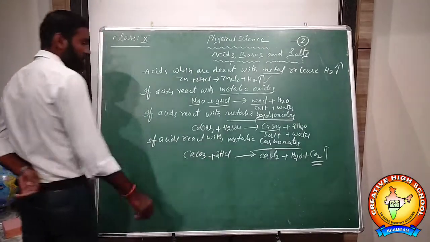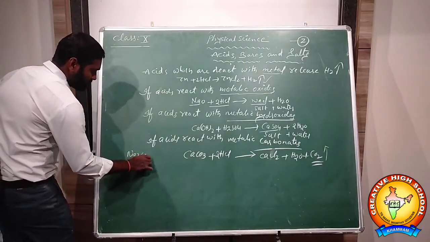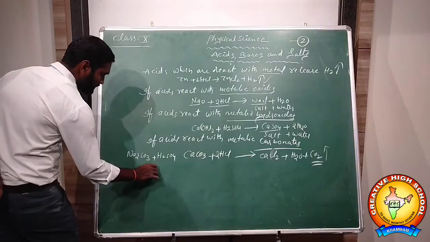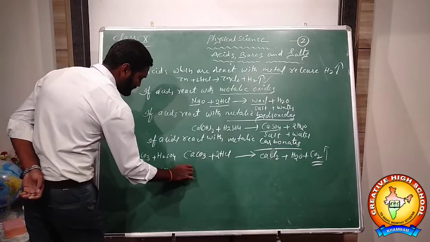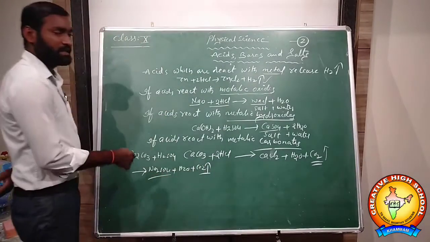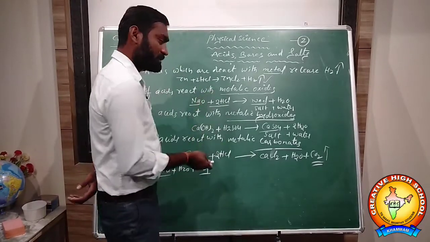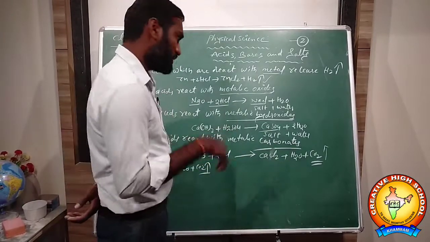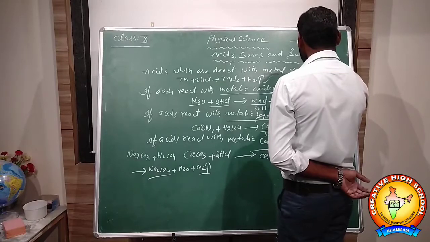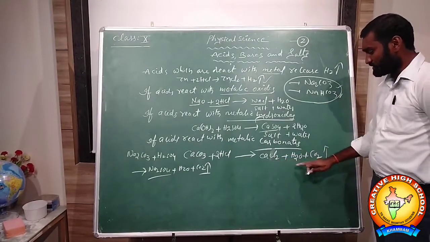We can also consider sodium carbonate, Na2CO3, with H2SO4. They form Na2SO4 plus H2O plus CO2 gas. So sodium sulfate is formed, and carbon dioxide gas is released. Like that, any metallic carbonate which reacts with an acid releases carbon dioxide. Sodium carbonate and sodium bicarbonate, anything reacting with the acid, release salt plus water plus carbon dioxide.